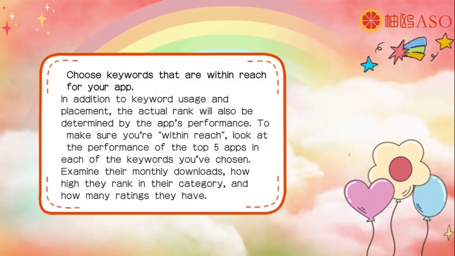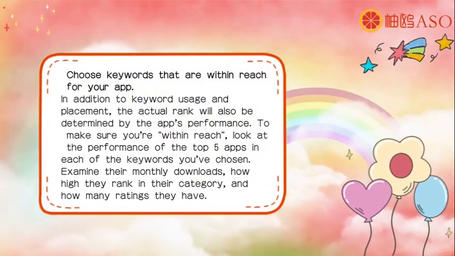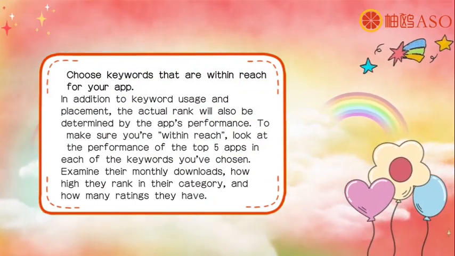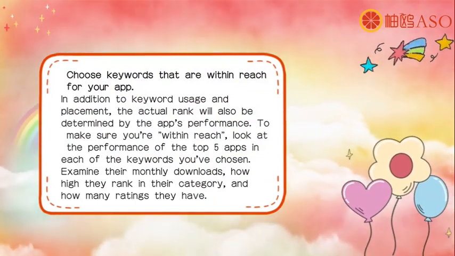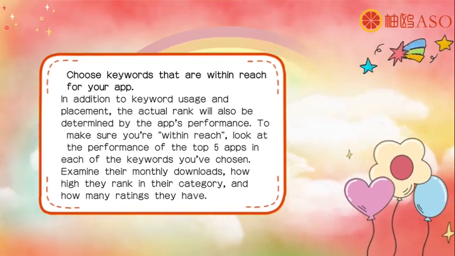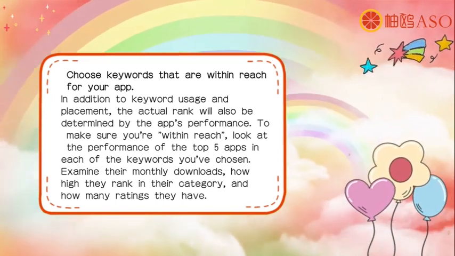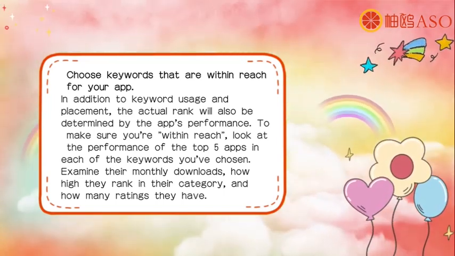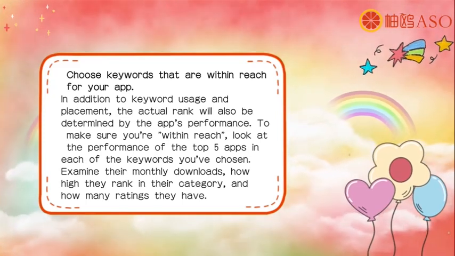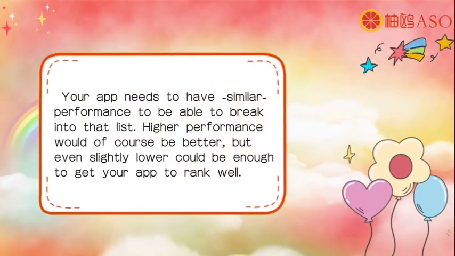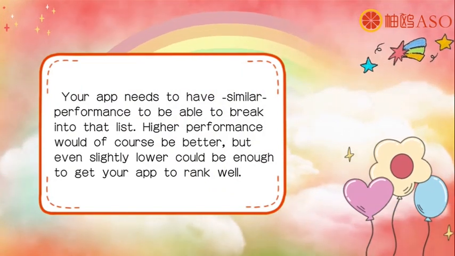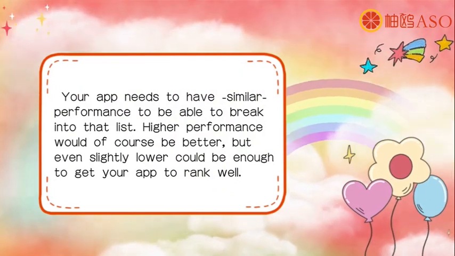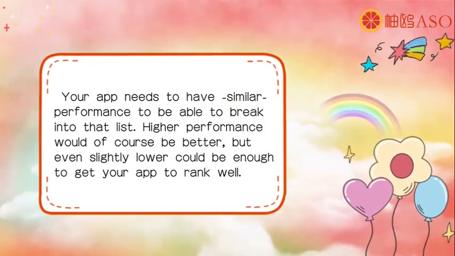Choose keywords that are within reach for your app. In addition to keyword usage and placement, the actual rank will also be determined by the app's performance. To make sure you're within reach, look at the performance of the top apps in each of the keywords you've chosen. Examine their monthly downloads, how high they rank in their category, and how many ratings they have. Your app needs to have similar performance to be able to break into that list. Higher performance would of course be better, but even slightly lower could be enough to get your app to rank well.